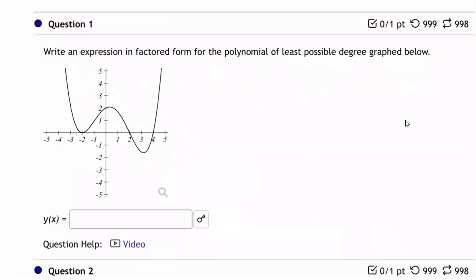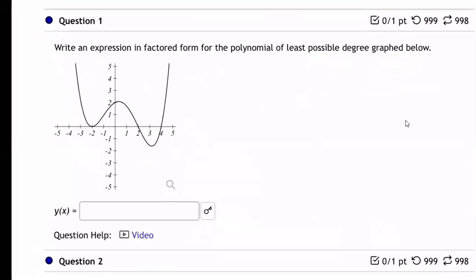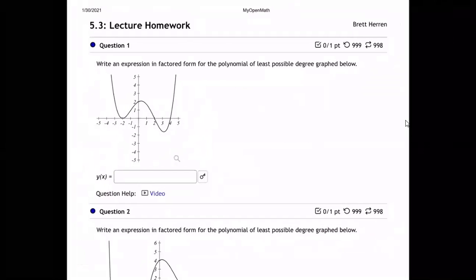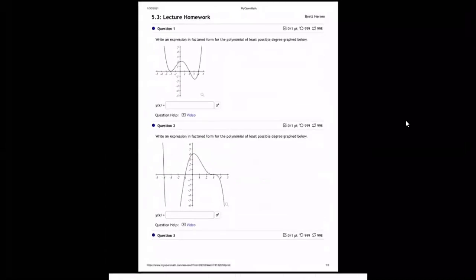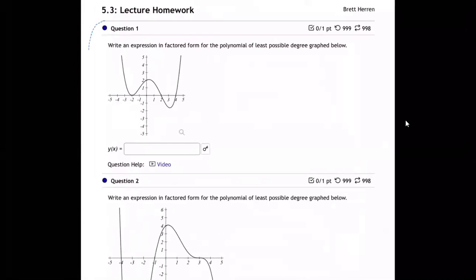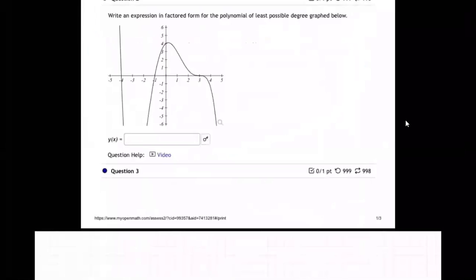Okay, so here we are. Question number one. They're giving us this graph, and they want us to work backwards from the graph back to the formula. Here, let me move it down where we have some space to work on it. So how do we go backwards from a graph to the formula for the function, the equation for the function?